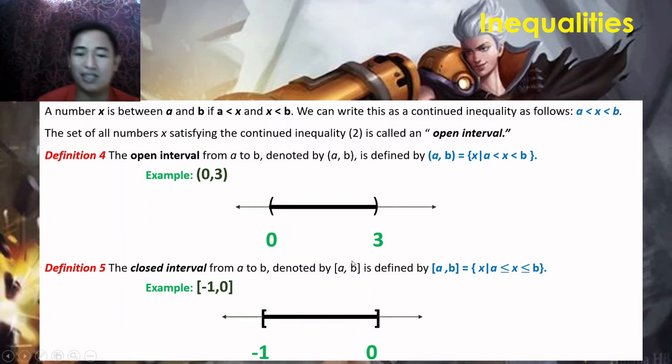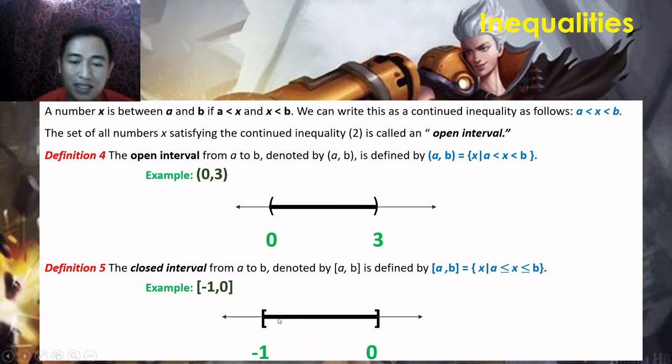So this one, with brackets [A, B], is defined by this one. It is less than or equal here, so x can be equal to A, or x can be equal to B. So we use brackets here. For example, [negative 1, 0]. Negative 1 and 0 are included in the interval, along with the points in between. But those outside are not included. So 0.1 is not included, and negative 1.2 is not included.